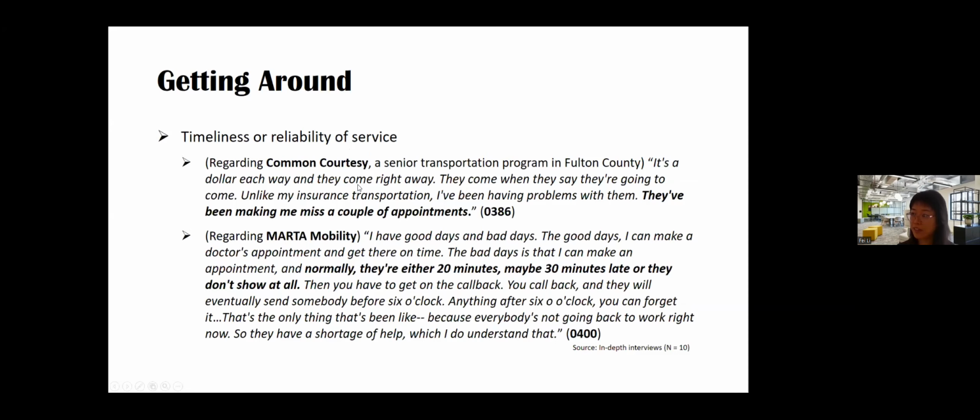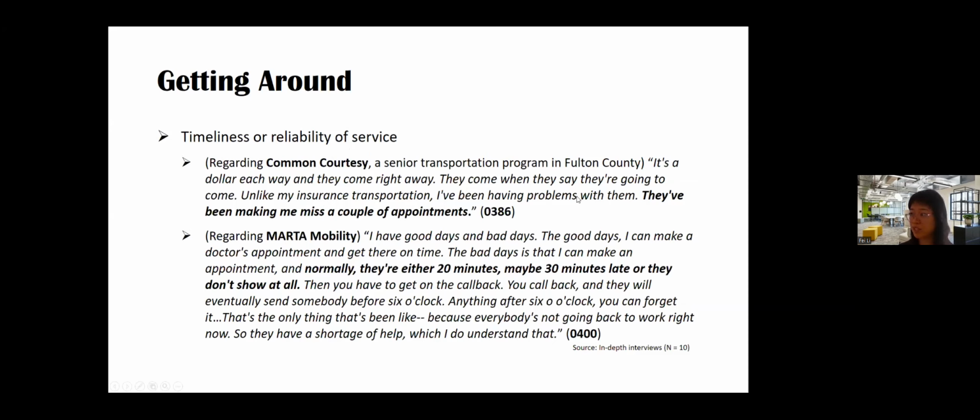And other subsidized transportation options for some of the participants involve a county-offered service, which uses rideshare services like Uber and Lyft, but they only had to pay $1 per ride. So sometimes they refer to it as dollar rate or common courtesy. And it is generally more reliable than some other options.